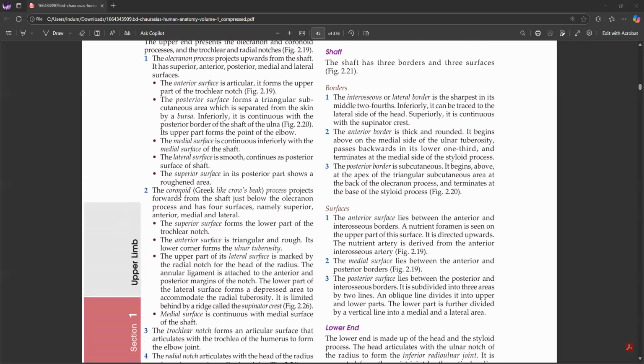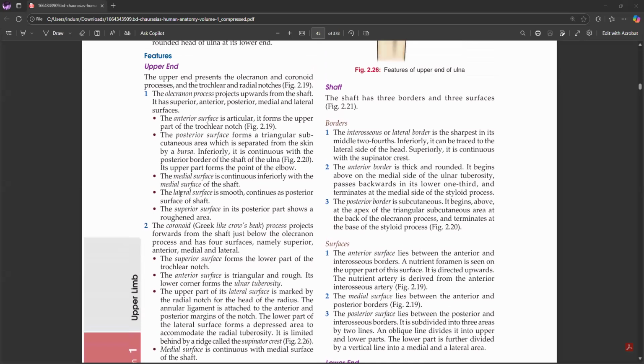Features. Upper end. The upper end presents the olecranon and coronoid processes and the trochlear and radial notches. Figure 2.19. Number 1. The olecranon process projects upwards from the shaft. It has superior, anterior, posterior, medial, and lateral surfaces. The anterior surface is articular. It forms the upper part of the trochlear notch. The posterior surface forms a triangular subcutaneous area which is separated from the skin by a bursa. Inferiorly, it is continuous with the posterior border of the shaft of the ulna. Its upper part forms the point of the elbow, figure 2.20.